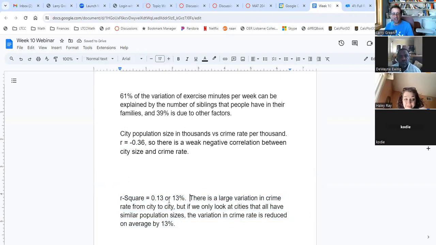So we can say there's a large variation in crime rate from city to city. But if we only look at cities that all have similar population sizes, then the variation in crime rate is reduced on average by 13%. Any questions on this interpretation of r squared? I'm doing a lot of examples because that's often the most difficult piece of regression analysis, understanding r squared. It's a lot of writing. Any questions?